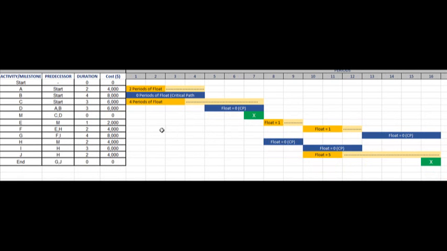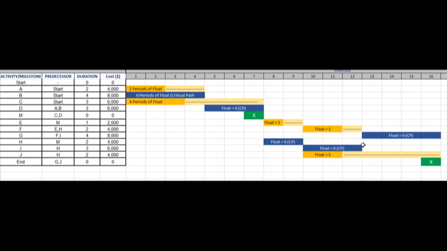Here's our critical path. 2 periods of float, 4 periods of float on task C, because activity C is not really dependent on anything. 0 periods of float on B, 0 periods of float on D, 0 float on H, 0 float on I, 0 float on G. So now I have my critical path identified.